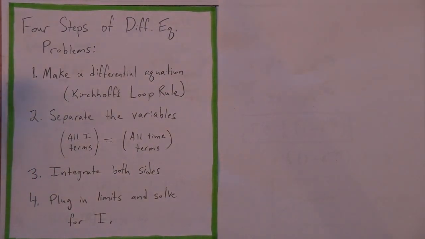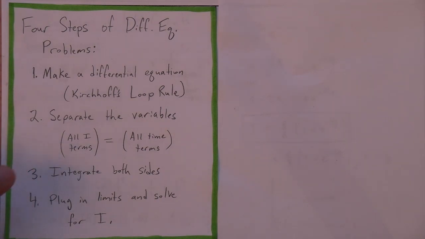So the first thing you have to do, whether it's mechanics or RC circuits or LR circuits, as we're doing today, is make a differential equation. In mechanics, we use Newton's second law, a equals F net over m. When it comes to circuit problems like RC circuits a couple units ago, or LR circuits like today, we use Kirchhoff's loop rule to make our differential equation. The second step is you separate the variables.